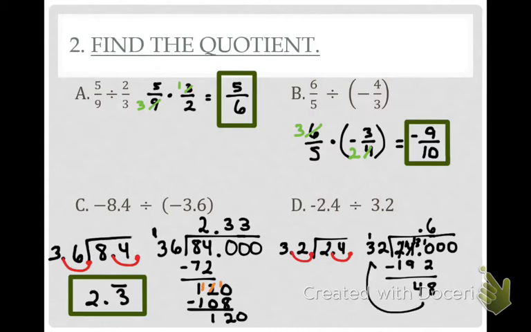Is 48 smaller than 32? No, it's not. So guess what that means? My 6 was not big enough. So we got to erase that and try again. Let's try with a 7 and see if that works better. 7 times 2? 14. 4 on bottom, 1 on top.